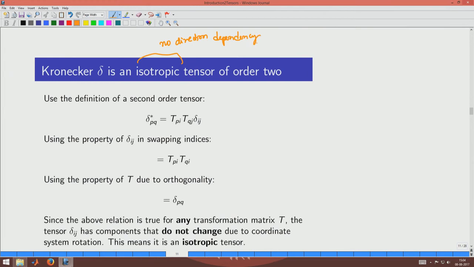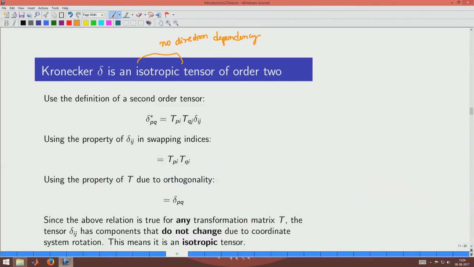Please note that I am not calling it a scalar. Okay. It has no direction dependency. So, for any transformation matrix, it will transform according to the formula such that numerically the elements of a Kronecker delta do not change. Okay. They will still be 1 0 0, 0 1 0, and 0 0 1.